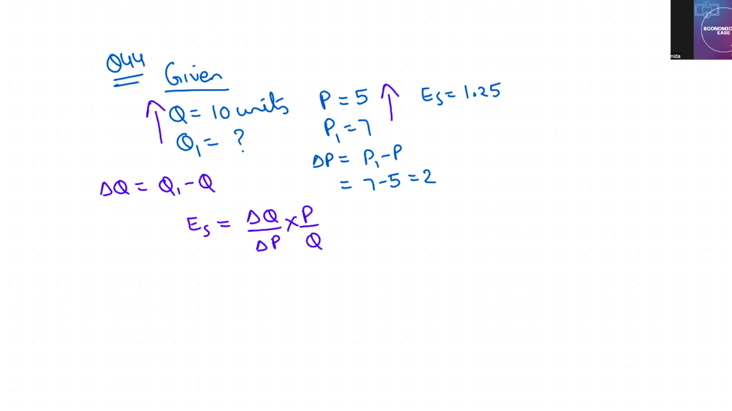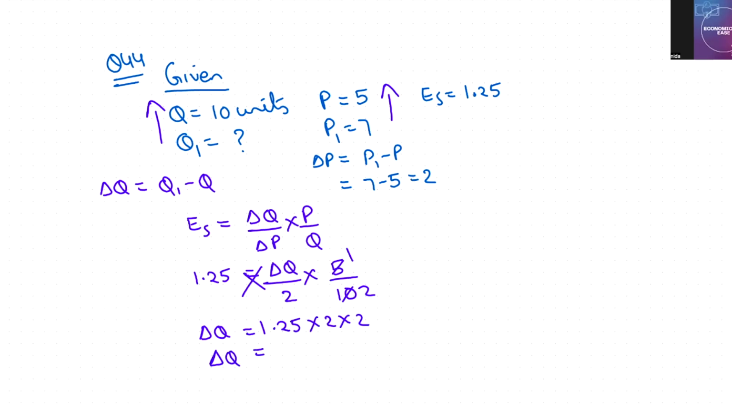Delta Q upon delta P into P upon Q. Elasticity of supply is 1.25 equals delta Q, which we don't know, upon delta P, which is 2, into price. Initial price is 5 and initial quantity is 10. Now just simplify it. 5 ones are 5, 5 twos are 10. So delta Q I can write like this, cross multiply: 1.25 into 2 into 2. So you will get delta Q equals how much? 5. Okay.